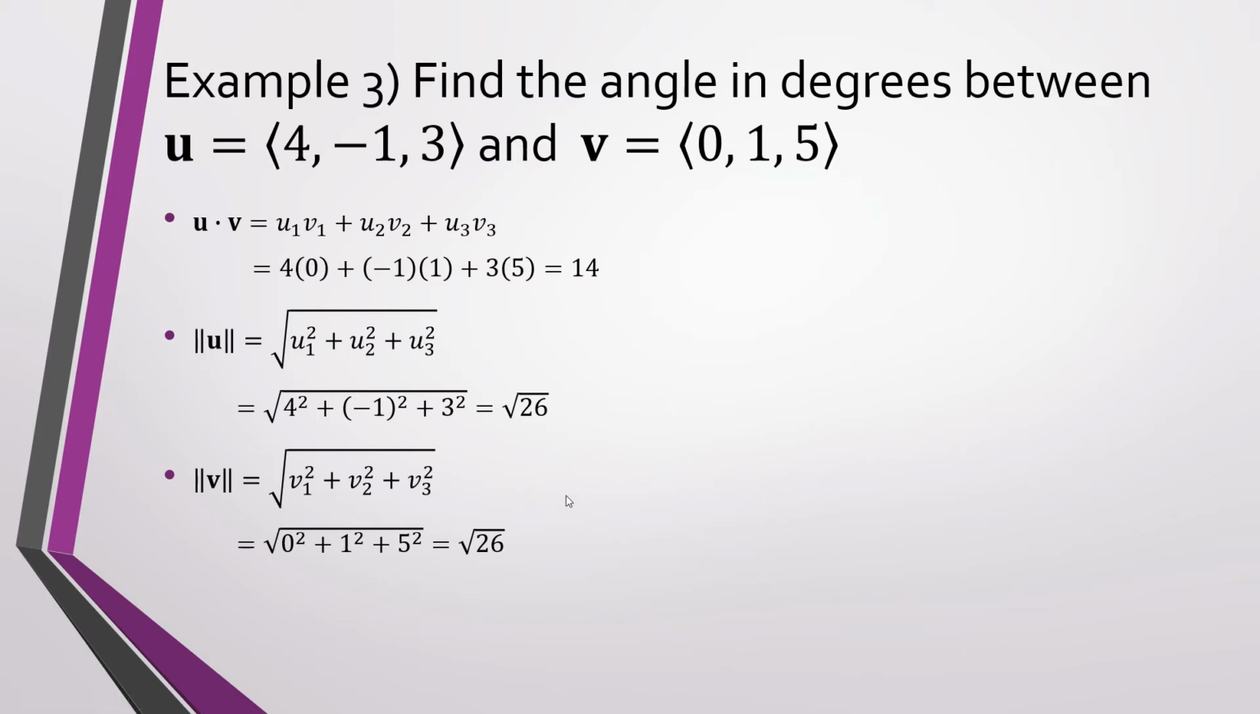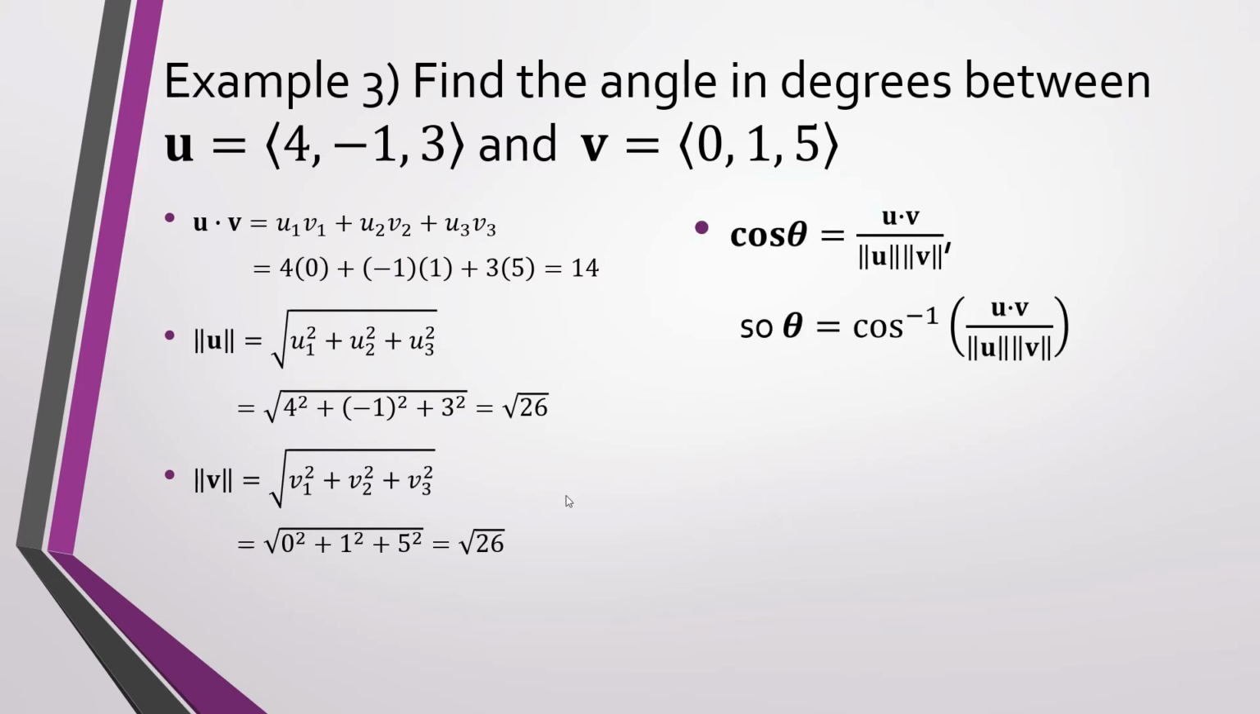Now that we have those things, we can use our formula for finding the angle. So recall that cosine of theta is equal to u dot v divided by the magnitude of u times the magnitude of v. So if we want to get just theta, we'd have to do inverse cosine of that expression. So if we substitute in our dot product and our magnitudes, we get theta is equal to the inverse cosine of 14 over the square root of 26 times the square root of 26.